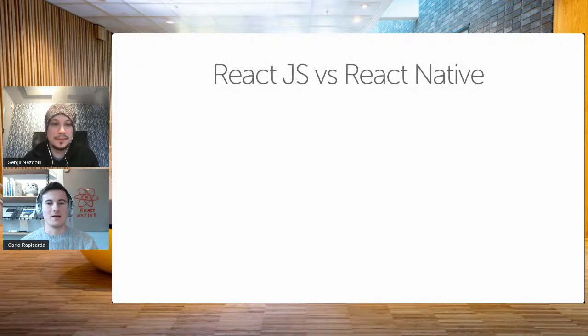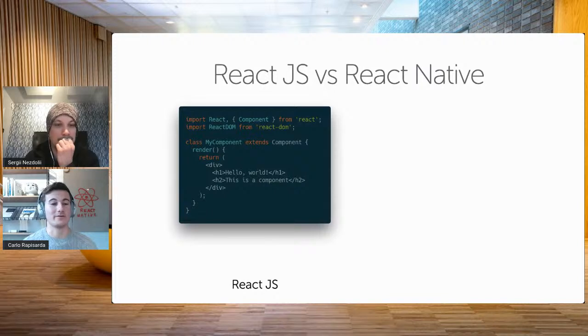So I said that React Native uses the React framework, but how does it look? Well, if you're not familiar with React, this might look really weird. It's a mix of JavaScript and HTML, and it's called JSX. And you can think of it as an extension of JavaScript. It allows you to build logic and UI in the same place, basically.